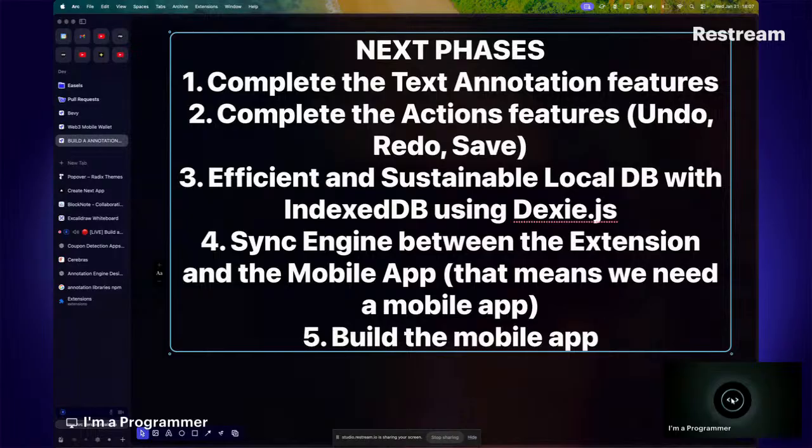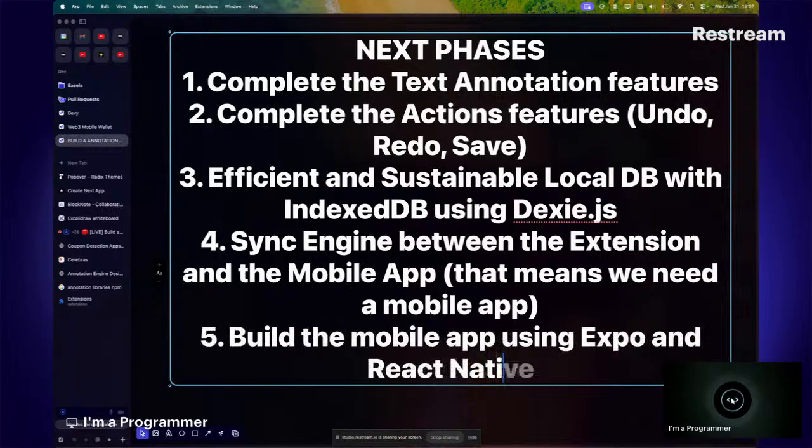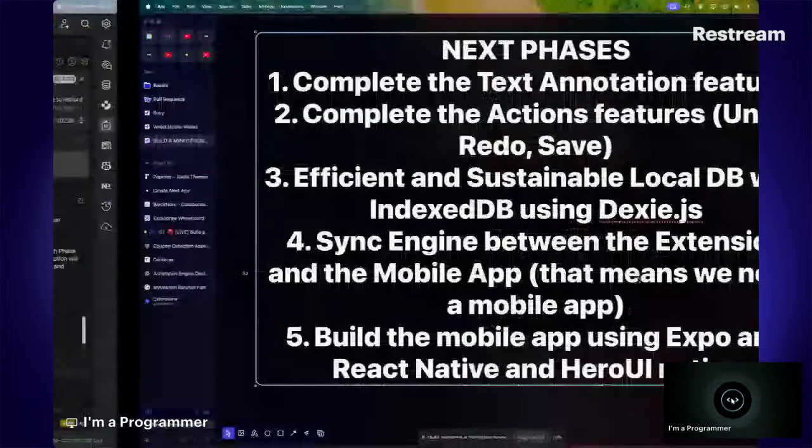Let me complete this so we can split it into different days. So we have part 5, which is build the mobile app using Expo and React Native, and I'm going to use a styling library that makes sense. So probably I'm going to use Hero UI. I've not decided yet, but I'm going to use a cool one that works. Either I use Hero UI or something like React Native Reusables. You guys will be the ones to suggest some of them when we get to that point.